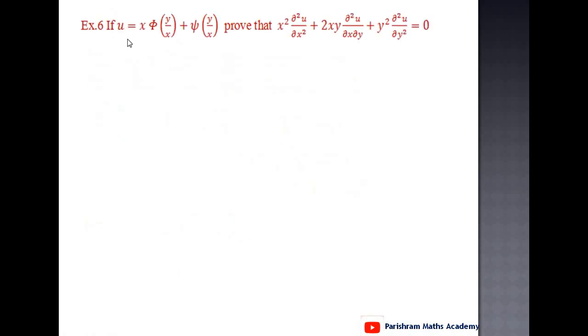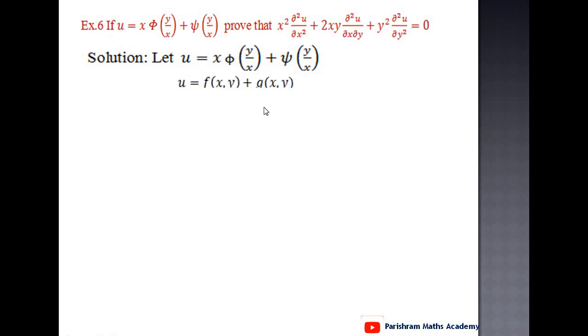Okay. Next, if u equal to x into phi of y upon x plus psi of y upon x, prove that x² into ∂²u/∂x² plus 2xy into ∂²u/∂x∂y plus y² into ∂²u/∂y² equal to 0. Solution: the given function u equal to x into phi of y upon x plus psi of y upon x. We can take it equal to f of x comma y plus g of x comma y, where f of x comma y equal to x into phi of y upon x and g of x comma y equal to psi of y upon x.